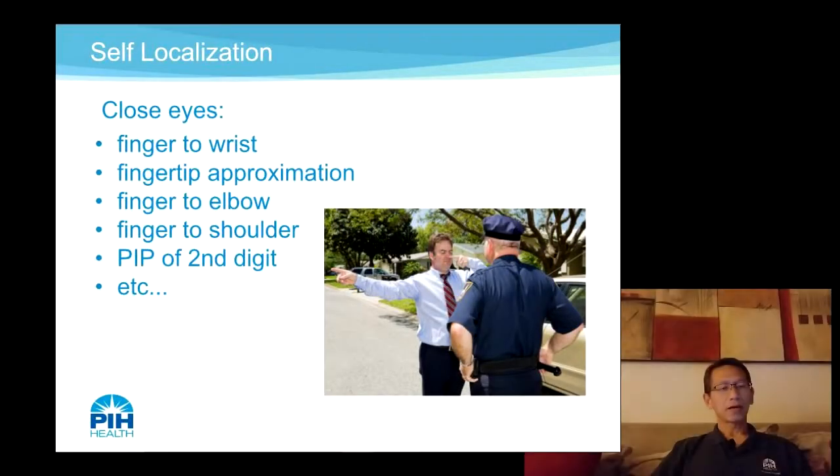Now, self-localization. What I do is I have the patient close their eyes, and I try to have them find sections of the arm. Sometimes I'll test to see, can you point at your nose? Can you point at your forehead with your eyes closed? And once they have that down, okay, where is your thumb? Point to that. Where is your wrist? Where is your elbow? Where is your shoulder? Where's your bicep? And the MCID on that test is about 80%. So 8 out of 10 is usually a passing score for self-localization.